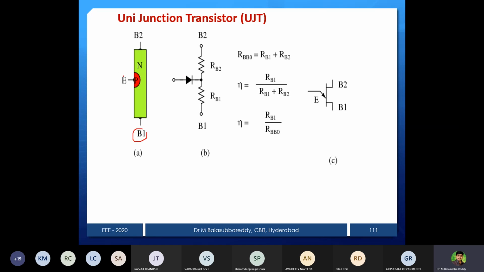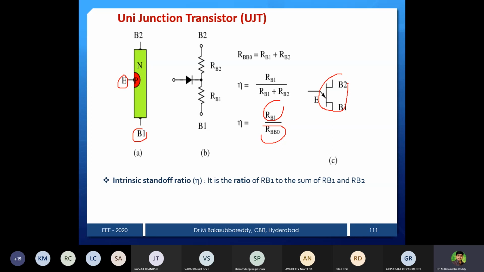Terminals are B1, B2 and E, emitter. And now this is the representation. There is a junction present here, that's why I used a diode here, and RB1 and RB2 will be there. And now we can see the intrinsic standoff ratio, this is RB1 by the total resistance. So the equivalent device symbol you can represent like this: emitter, base 1 and base 2. So now this is our device. When the device is going to trigger and when the device is going to turn off, those things we'll discuss first, and then this device will be used in our circuit.